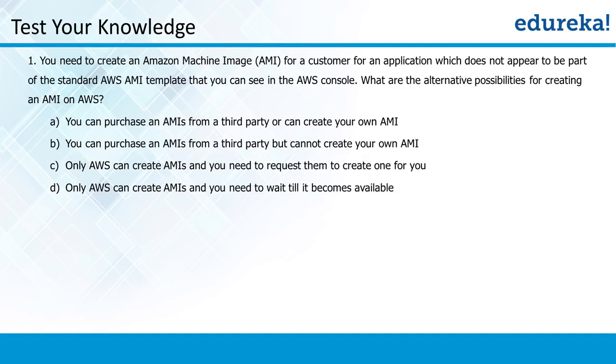So the options are you can purchase an AMI or create an AMI of your own. You can purchase it from a third party, but cannot create your own AMI. You have to go to AWS to request them to create an AMI for you. Or you just have to wait. So these are some of the options that are available. Let me know what you think. And I think all of you, Ratish, Greg, Suryakant, are saying A, and that's right. That's actually the case.